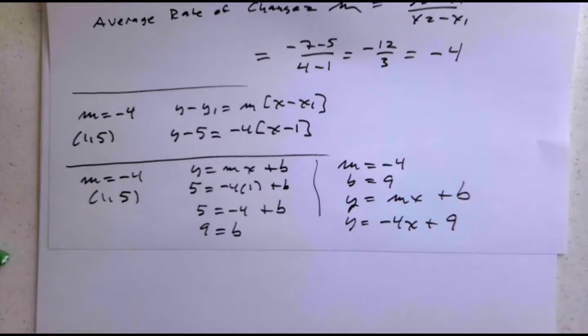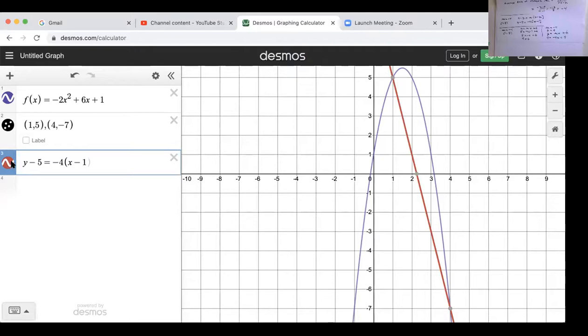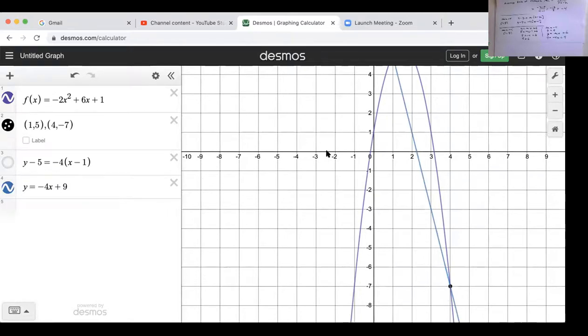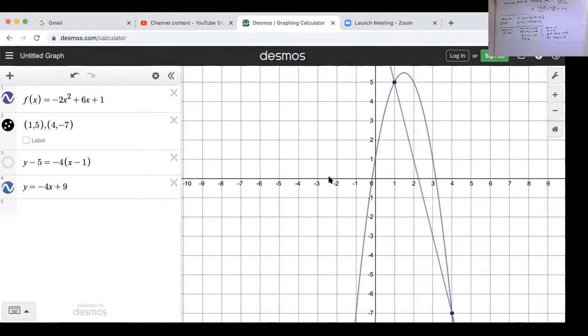So let's go ahead and put that in Desmos. I will turn off the first version, the point slope form, and I will turn on another version, which will be y equals negative 4x plus 9. And indeed, there's the equation of the secant line that goes through those 2 points, using the average rate of change as the slope of that secant line.